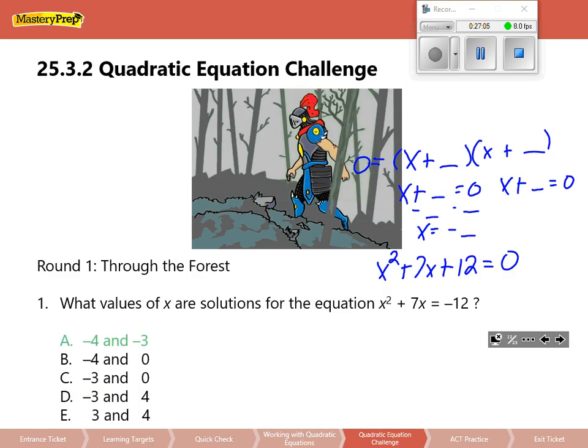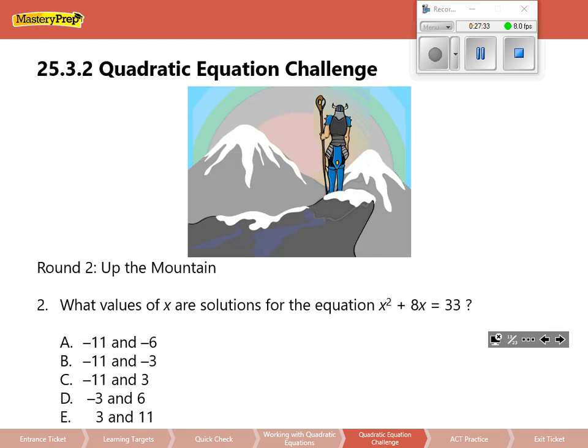Incidentally, because B and C both have 0 as a solution, the only way 0 is a solution for any type of quadratic equation is if there is no constant term. There is no term without x or without the variable. So if we'd had just x squared plus 7x equals 0, then 0 is a solution. That's the only way 0 can be a solution. So looking at this here, because we do have 33, 0 is not a solution. 0 cannot work.